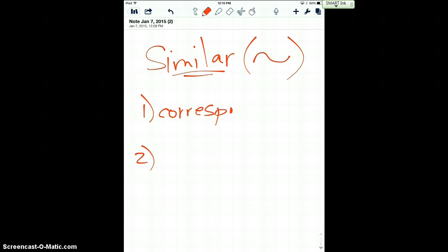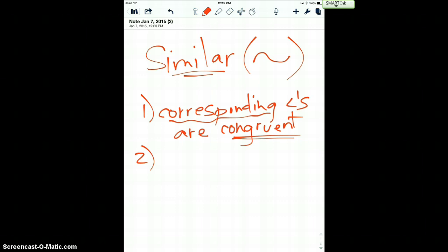Corresponding angles are congruent. They have to be exactly the same, people. Okay? Corresponding angles need to be exactly the same. If that does not happen, no, they are not similar. All right, second thing that has to happen.